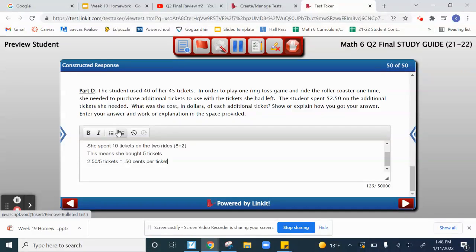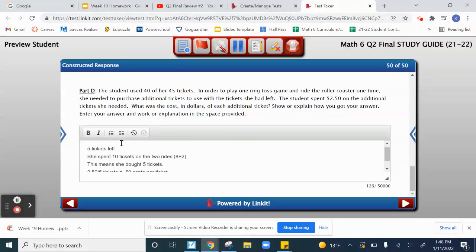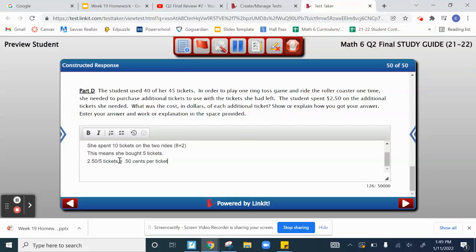Okay. I'm not going to put this into an erase statement because honestly, this is enough of an explanation. So again, she had 5 tickets left because she used 40 of her 45 tickets. She played ring toss and the roller coaster one time. So she spent 8 tickets on the roller coaster, 2 tickets on ring toss. So she needed 10 tickets. She already had 5, so she needed to buy 5 more. She spent $2.50 on those tickets. $2.50 divided by 5 tickets is 50 cents per ticket.